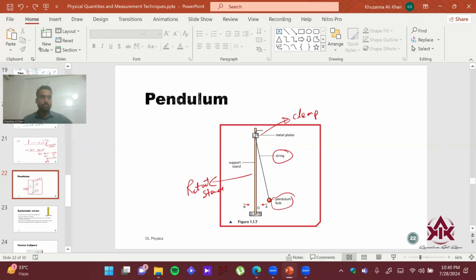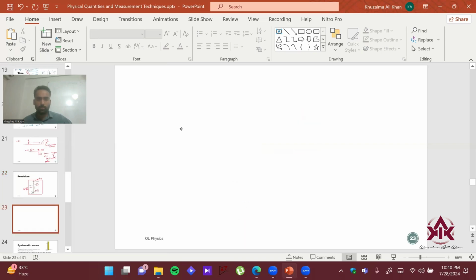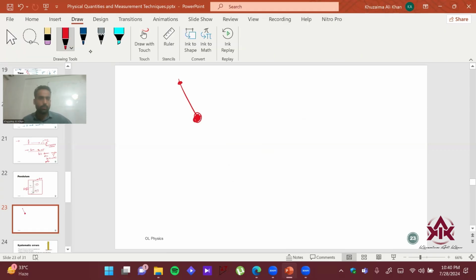So as Khadija said, let's imagine we have a pendulum. Let me imagine that this is a fixed support. And this is the pendulum over here, and the pendulum goes from point A to point B.